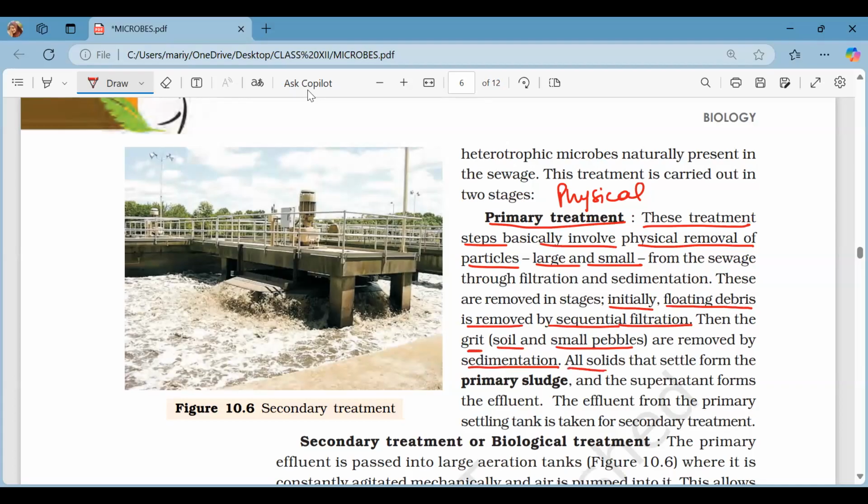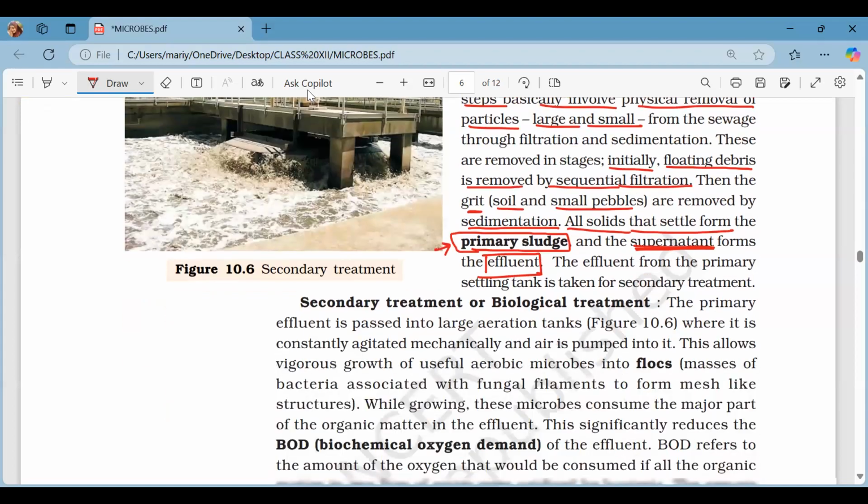All the solids that settle form the primary sludge. So the settled part becomes the primary sludge. And the supernatant is the one that appears on the top. The bottom part is primary sludge, and the supernatant that appears on the top becomes the effluent. Now from the primary settling tank, the effluent part is taken for secondary treatment.